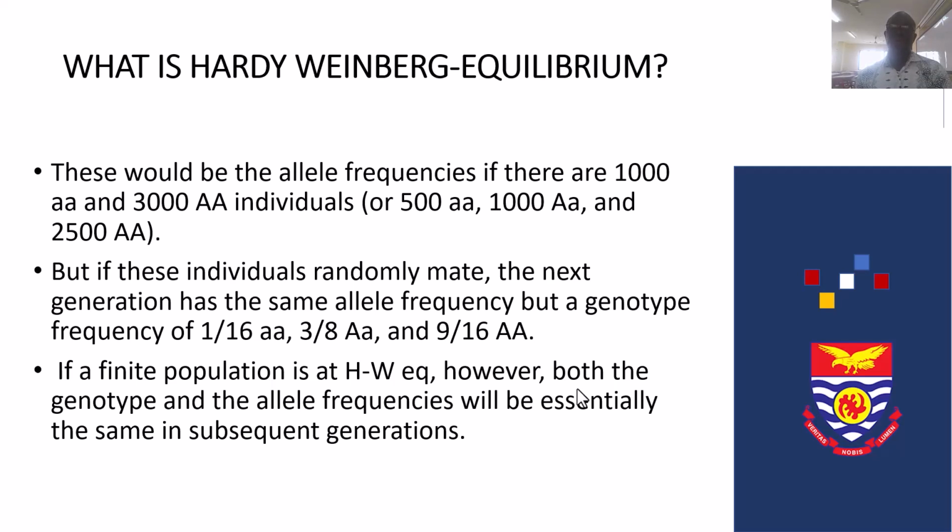These would be the allele frequencies if there are 1,000 recessive aa and 3,000 dominant AA individuals, or 500 recessive individuals, 1,000 co-dominants and 2,500 dominant. But if these individuals randomly mate, the next generation has the same allele frequency but a genotype frequency of 1/16 aa, 3/8 Aa, and 9/16 AA. If a population is at Hardy-Weinberg equilibrium, however, both the genotype and the allele frequencies will be essentially the same in subsequent generations.